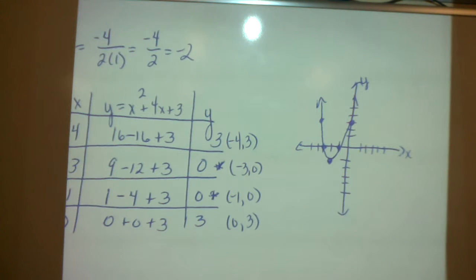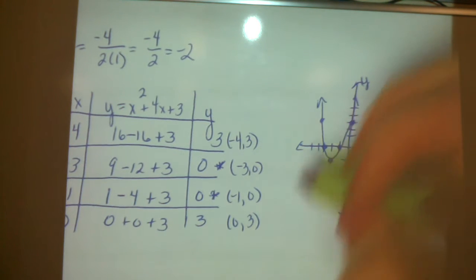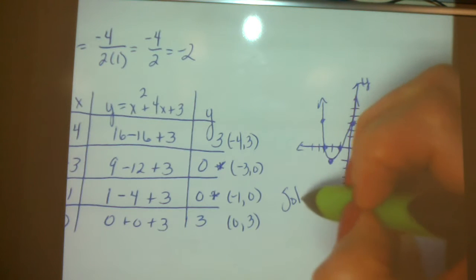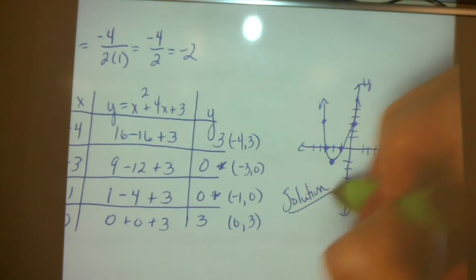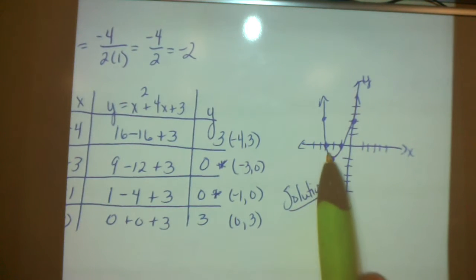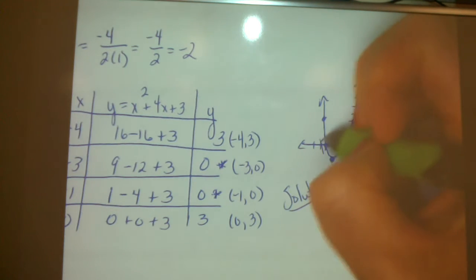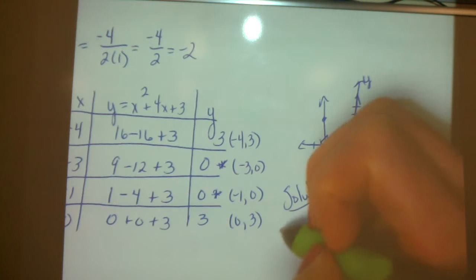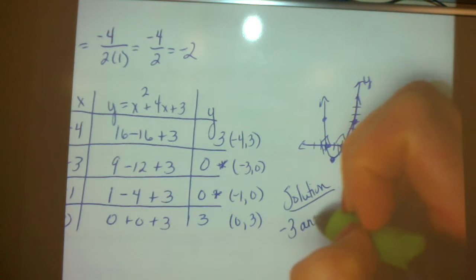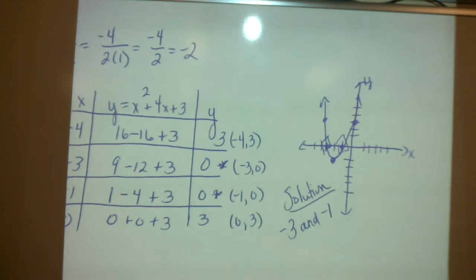All right, so let's see, did we answer the directions for these problems? We graphed it. Now I have to give the solution. The solution is the place where the graph hits the x-axis. Well, it actually hits it twice, at negative 3 and at negative 1. So those are my solutions. I've got two of them, negative 3 and negative 1.